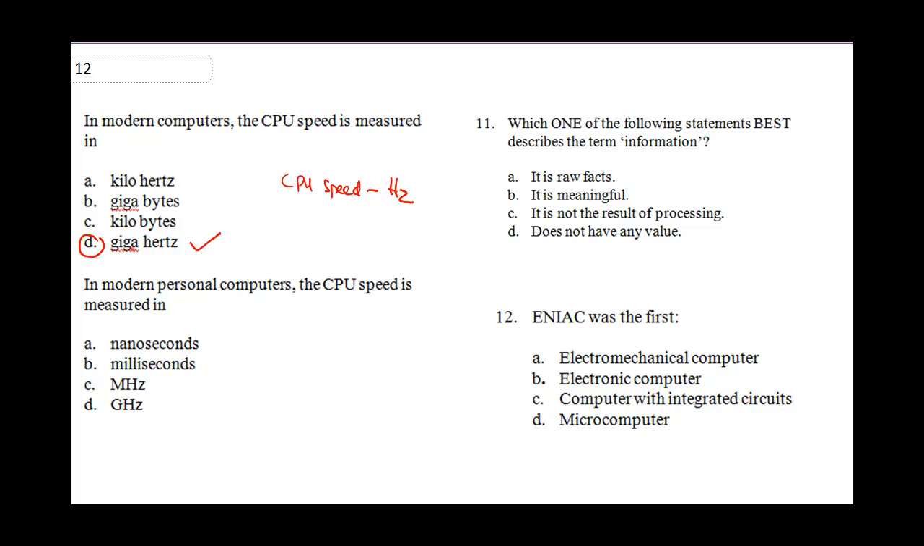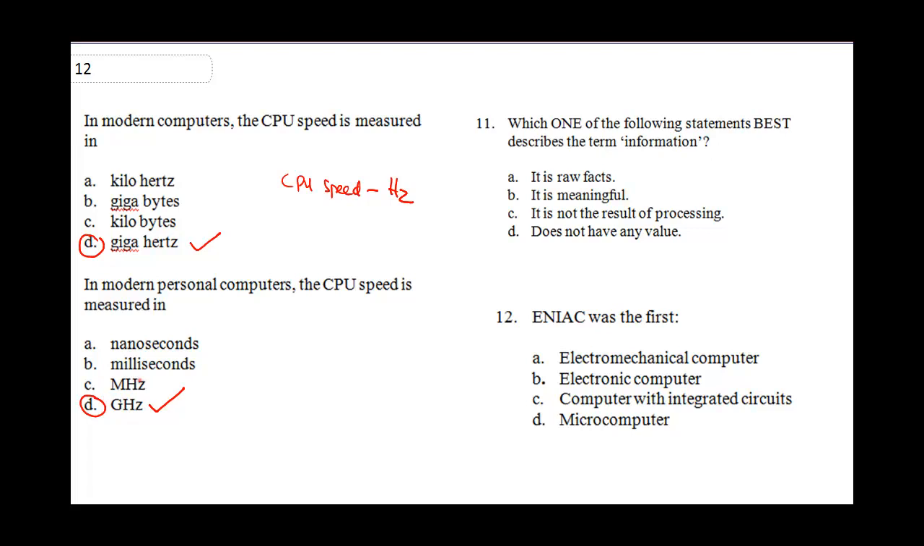Now question 10 says, in modern personal computers, the CPU speed is measured in. Okay, I think the same question is repeating itself. To abbreviate gigahertz, it's GHz. So question 9 and question 10 are similar.